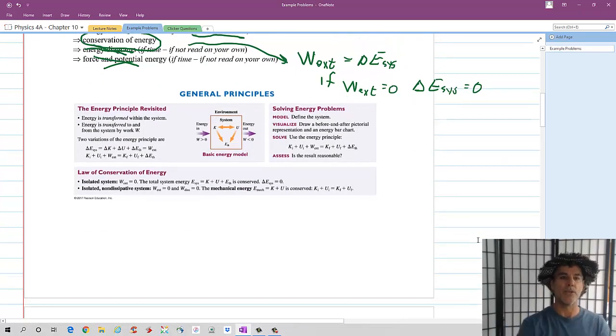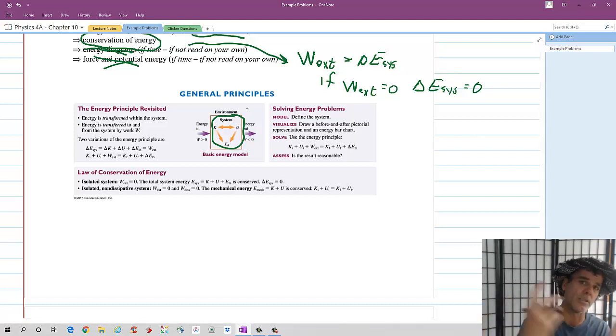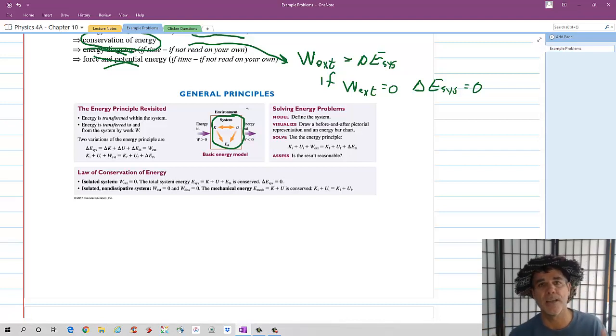So again, just to remind you, our energy principle is we've got a system. You get to define that system. Within the system, energy can be transformed from one form to another. So it can be going from kinetic to gravitational potential to spring potential to thermal energy. But if the system is not being worked on by the environment, so the environment's not doing any work, the energy of that system doesn't change.